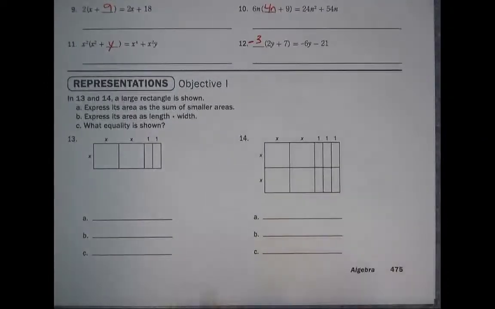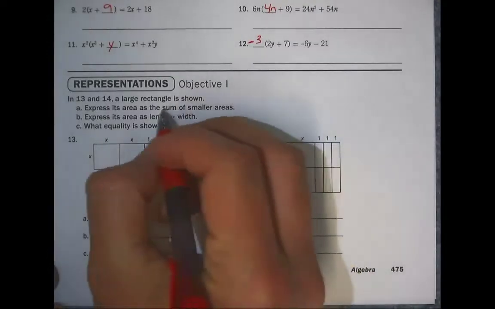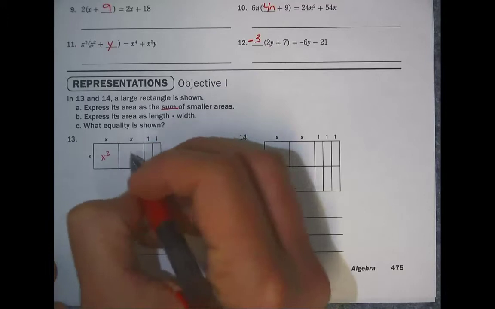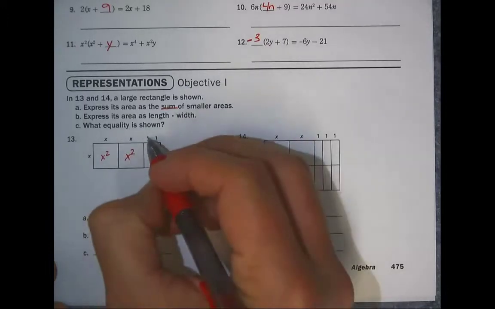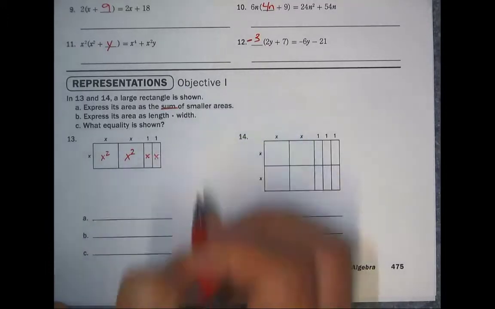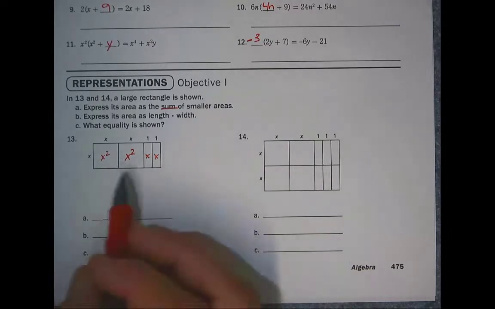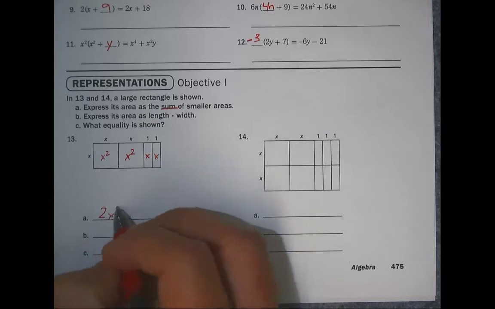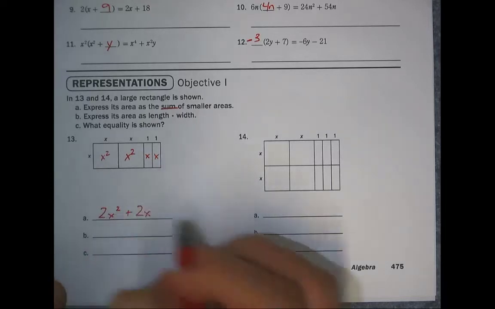All right, working with the representations now. So when we talk about the sum, first we got to look at these areas. This is x squared, x times x. This is x squared. This is 1 times x, so it's x and x. So talking about my sum, you're just looking at all of that area there. There's 2x squareds plus 2x's.